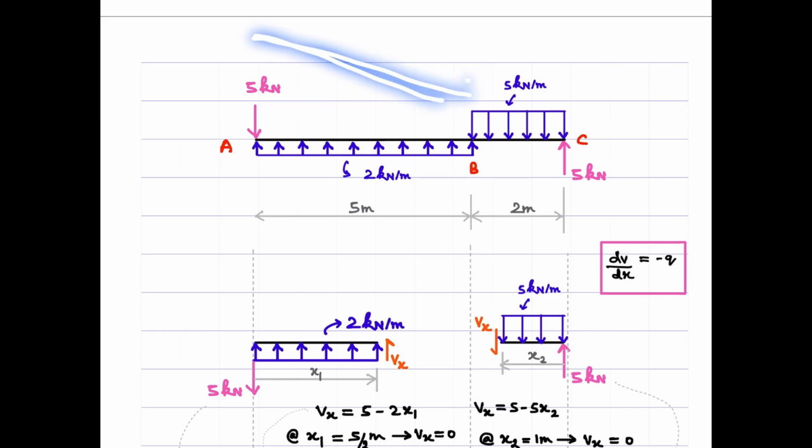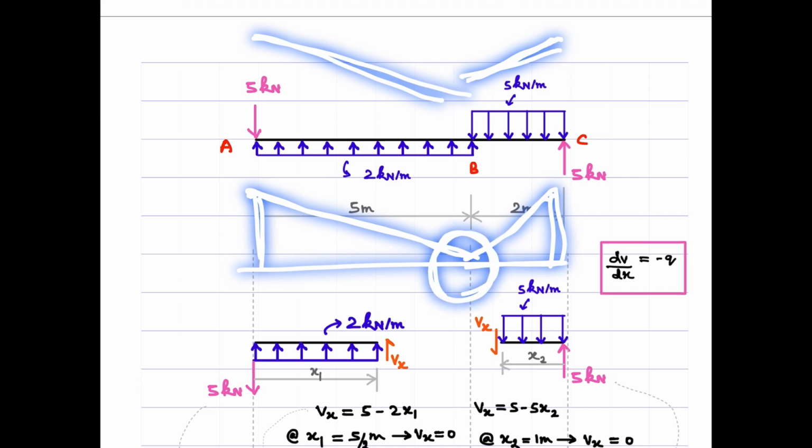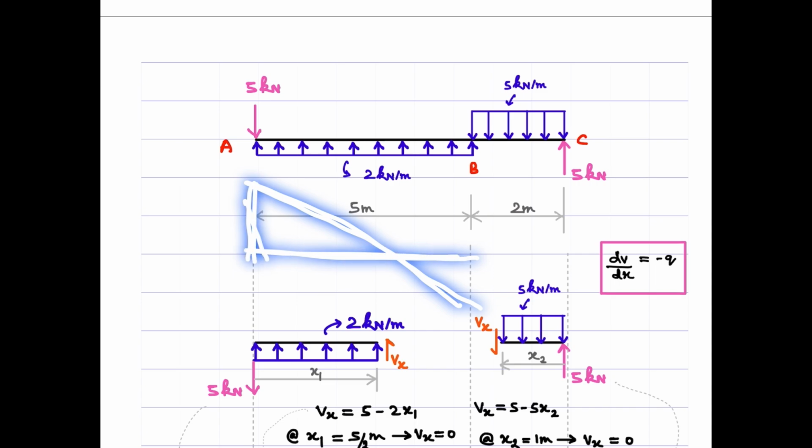With the same logic, one can say that the variation of shear force for this span BC is like this. So can we just consider the shear force diagram like this? Is it fine? No, because we need to also determine the value of shear force at this junction. Otherwise, we need to see the variation of shear force in this span AB, something like this, which we are going to determine here.